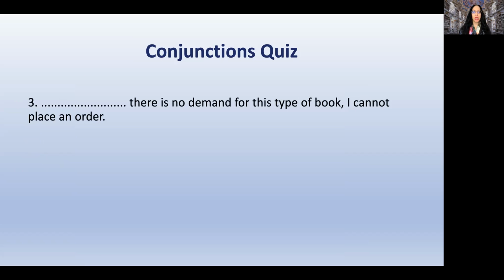Number 3, blank, there's no demand for this type of book. I cannot place an order. Would it be since there is no demand for this type of book, I cannot place an order? As there's no demand for this type of book, I cannot place an order. Or we can say either could be used here, meaning either since or as, okay? A little tricky here, right? So what's the answer?